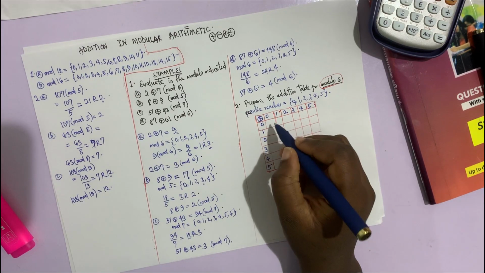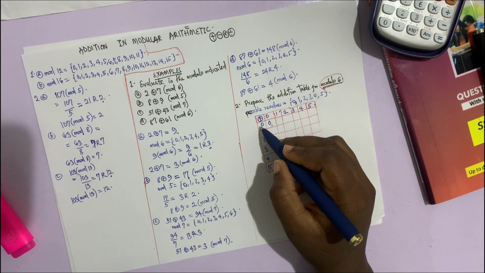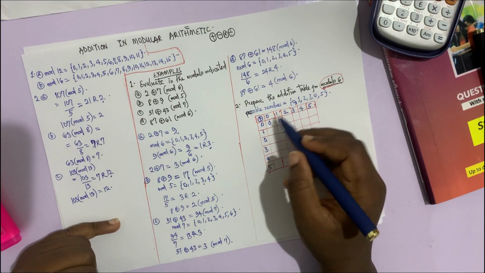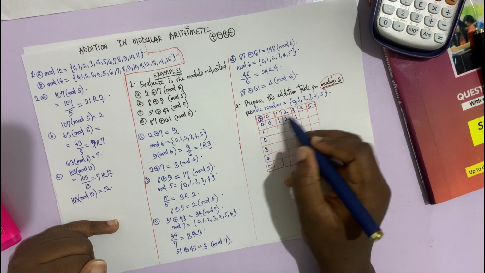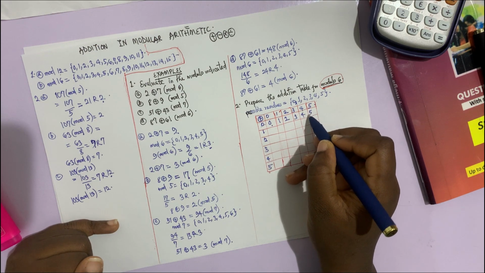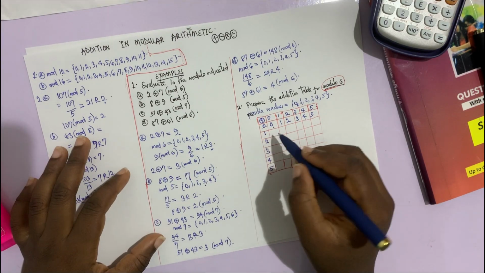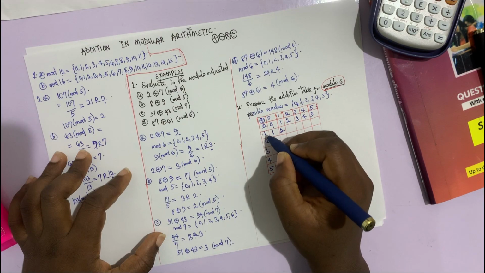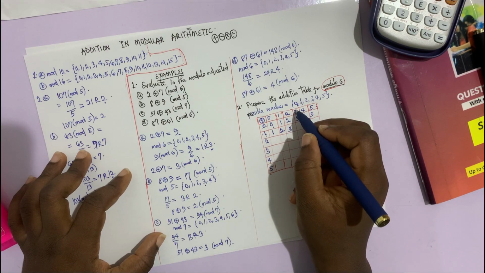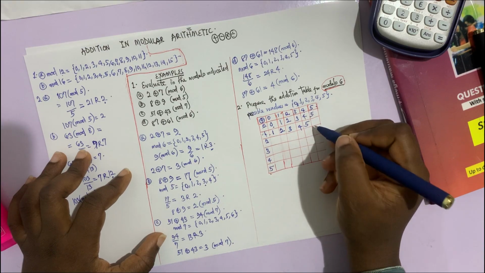So 0 plus 0 is 0. Since 0 is a possible residue, we leave it as that. 0 plus 1, 1 is a possible residue. 0 plus 2, 2, 0 plus 3, 3, 0 plus 4, 4, 0 plus 5, 5. Then we move to 1. So 1 plus 0, 1, 1 plus 1, 2, 1 plus 2, 3, 1 plus 3, 4, 1 plus 4, 5, 1 plus 5.